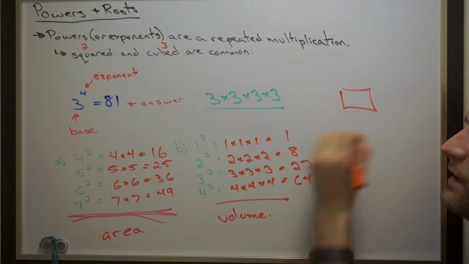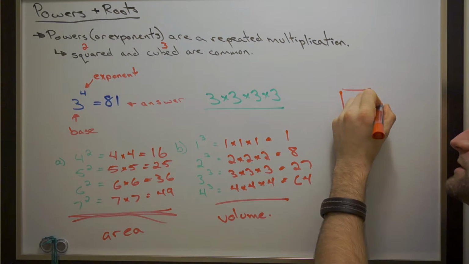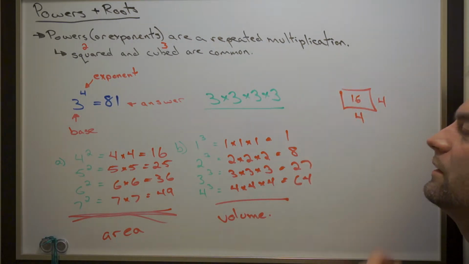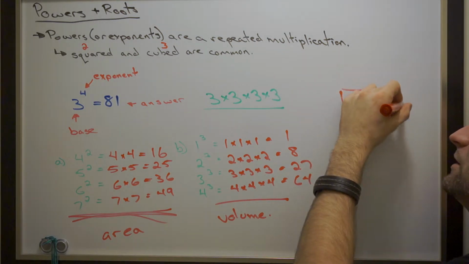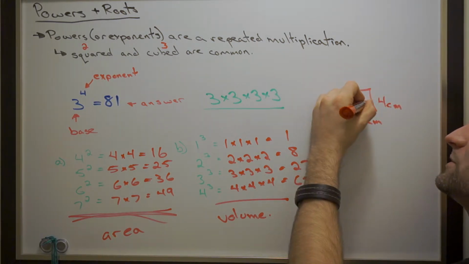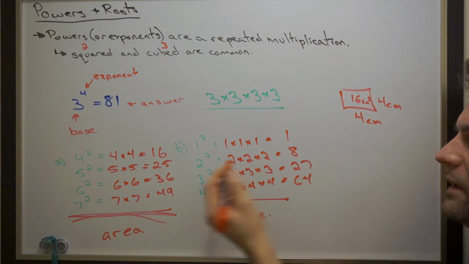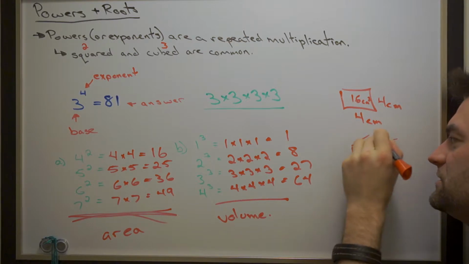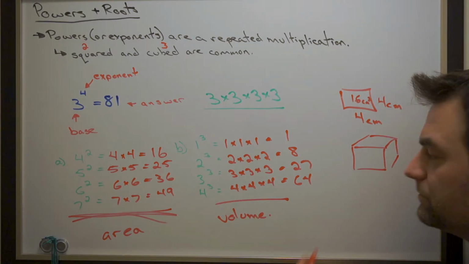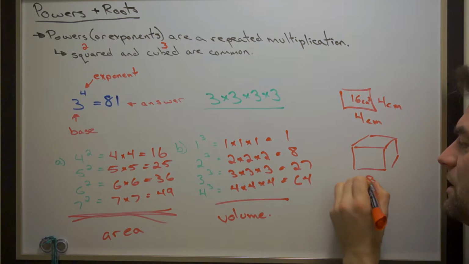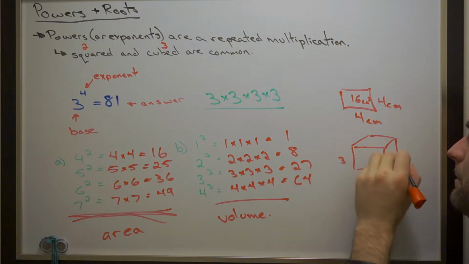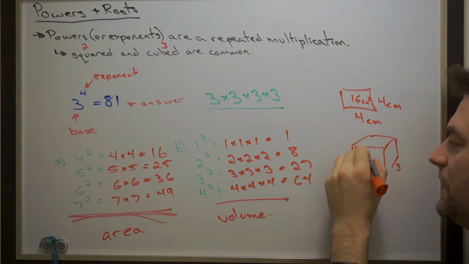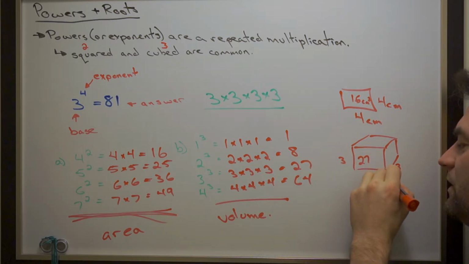But if we have a 4 squared, it's asking us what's the area of a 4 by 4 square, and that would be 16. We'll call that, say, centimeters. So 4 centimeters by 4 centimeters, 16 centimeters squared. In the case of the cubes, you should actually visualize a cube. So there's a cube, and let's say a 3 by 3 by 3 cube, and that's actually what the volume of that cube is. And in this case here, it's that 27. And we'll say cm again.